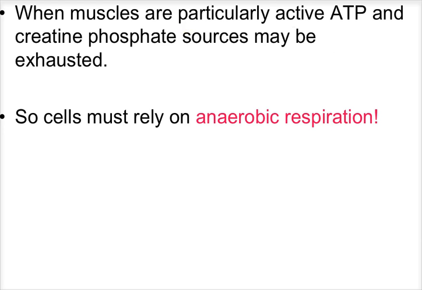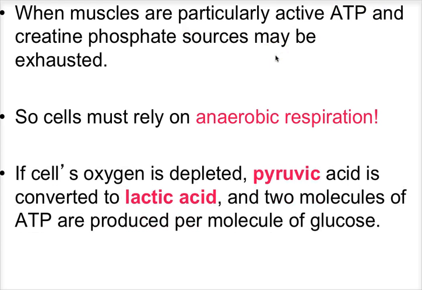If you no longer have ATP and you no longer have creatine, you are relying on anaerobic respiration. That's not very efficient. Anaerobic means without oxygen. When you have depleted oxygen, pyruvic acid is converted to lactic acid. That goes on your blank in your notes. And 2 molecules of ATP are produced. That's not very much, because in normal aerobic respiration, when you've got lots of oxygen, you're making 34 to 38 ATPs. That's a whole different story. You're getting way more energy.